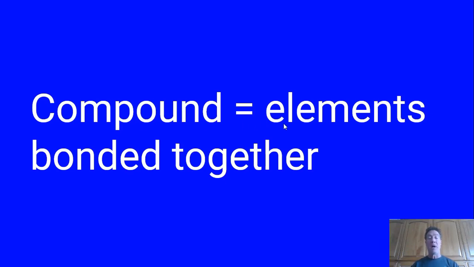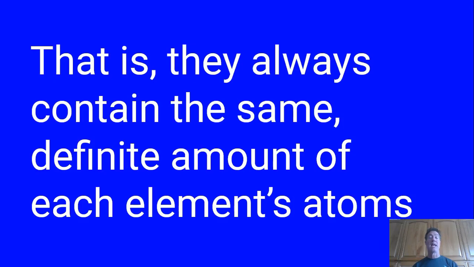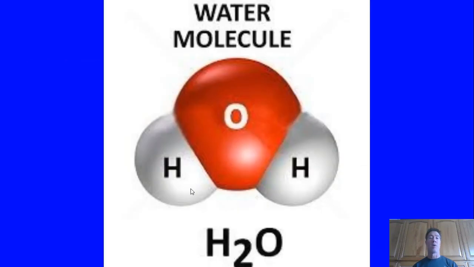Compounds are elements bonded together. So we talked about oxygen is an element, hydrogen is an element. When they bond together, they form the compound known as water, a molecule of water. Compounds always have a fixed composition of atoms. So all water molecules, for example, are going to have one oxygen and 2 hydrogen. They contain the same definite amount of each element's atoms. One oxygen, 2 hydrogen. And that's true of all water molecules. That's the way they're going to be composed.